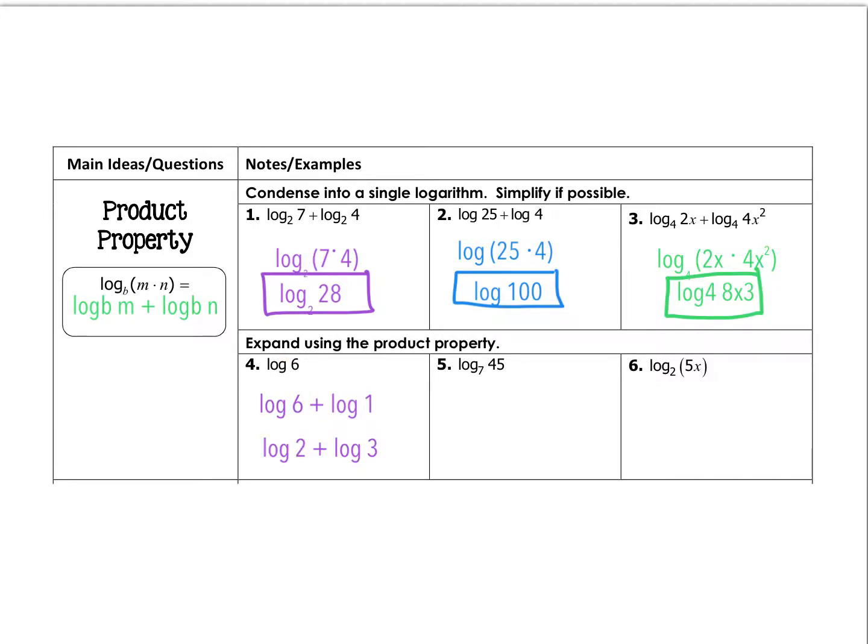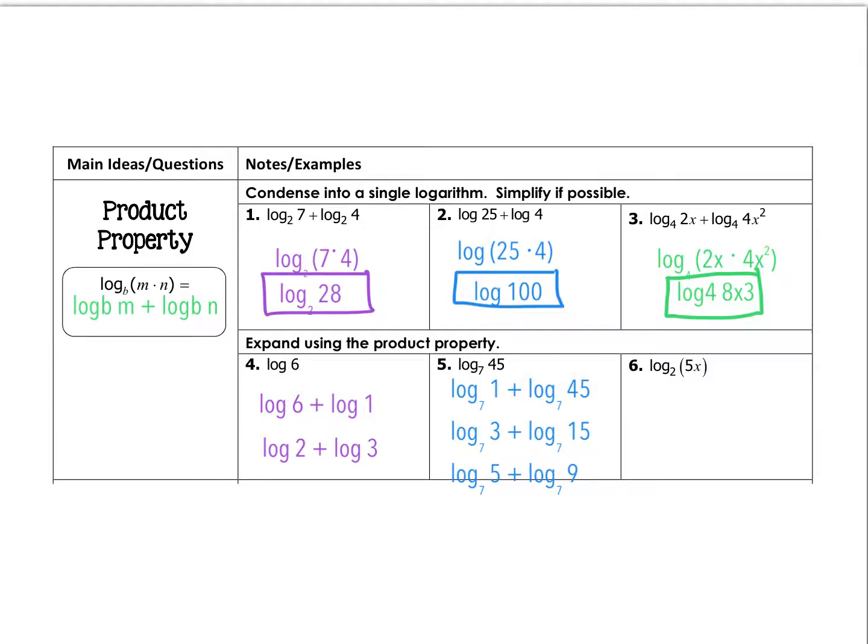All right, so go ahead and pause the video, and I'd like you to try number 5 on your own. All right, so for number 5, you could have any of these 3 answers. You could have log base 7 of 1 plus log base 7 of 45, because 1 times 45 is 45. You could also have log base 7 of 3 plus log base 7 of 15, because 3 times 15 is 45, and then the same is true for 9 and 5. So as long as you got one of those combinations, and again, you could have them in a different order, but those same numbers have to be together.